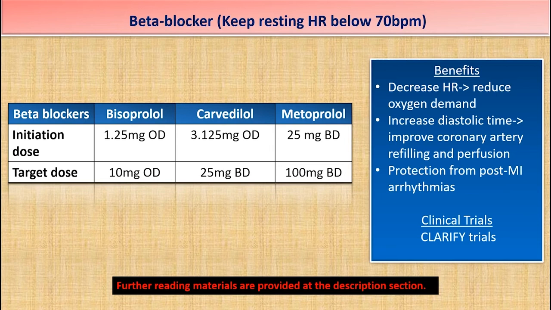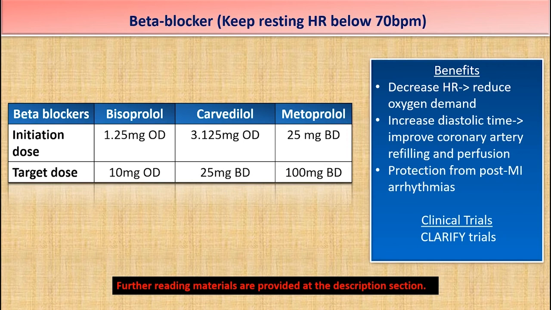Another anchor drug in ACS management will be beta blockers. So what benefits do they confer? They help in decreasing the patient's heart rate, which indirectly will reduce oxygen demand. That will improve the mismatch that I mentioned in the earlier slide. It will also increase the diastolic time. As you know, coronary reperfusion actually happens during the diastolic phase, so this will cause improved coronary artery filling and perfusion. Lastly, it also protects our subjects from post-MI cardiac arrhythmias.